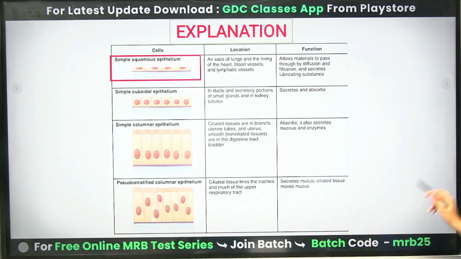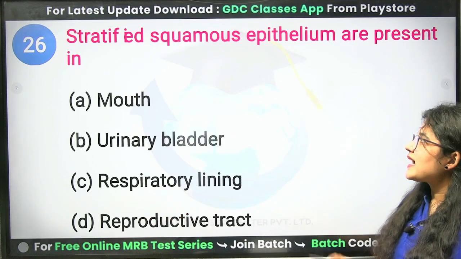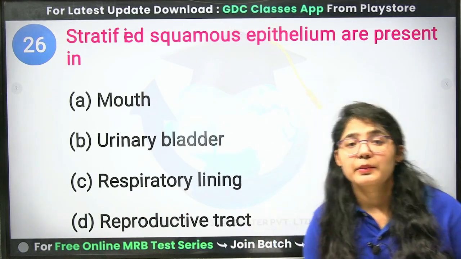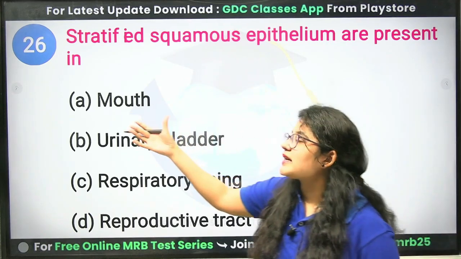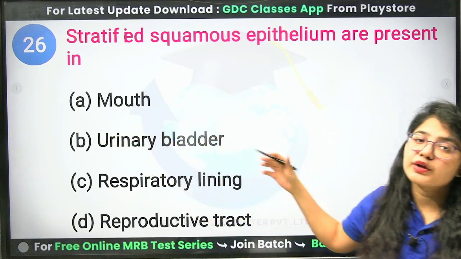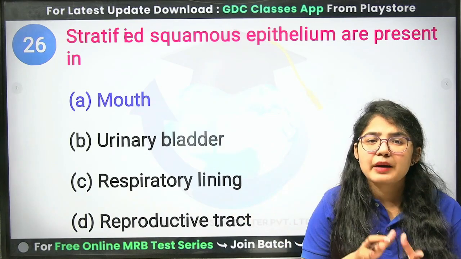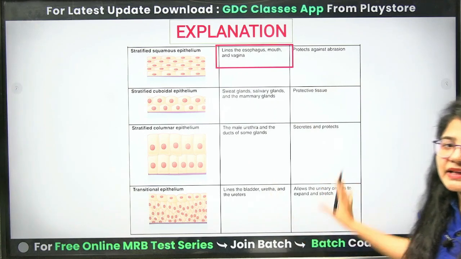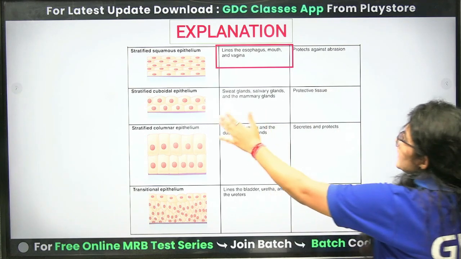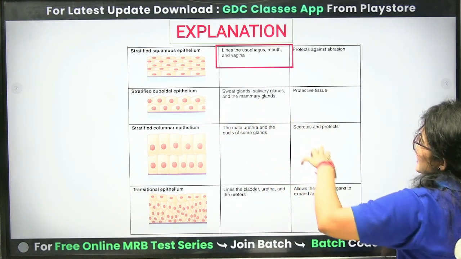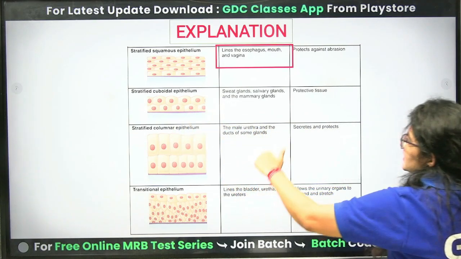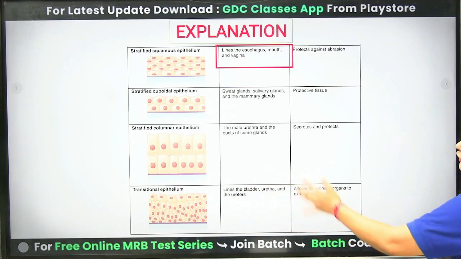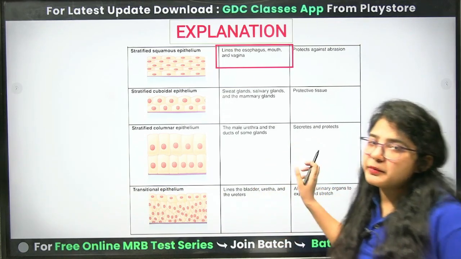Clear? Okay. Next question. Stratified squamous epithelium are present in stratified squamous. Clear? So this is present in the mouth and is responsible for the protection from the outer surface from the abrasion. Clear? Okay. You need to remember or memorize these chart. Clear? Stratified cuboidal is present in sweat glands, salivary glands. Stratified columnar are present in male urethra, ducts of some glands. Transitional epithelial is present in bladder, urethra and uterus. You need to memorize these things.